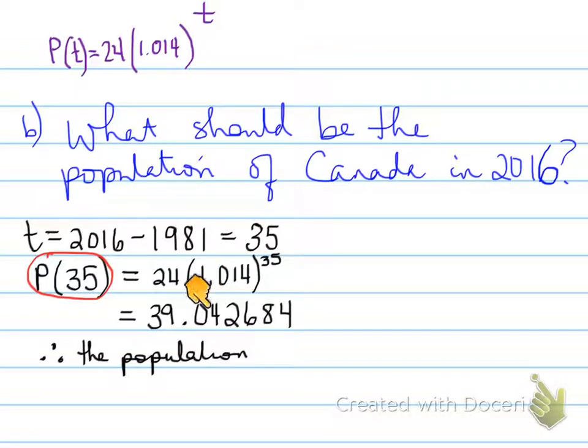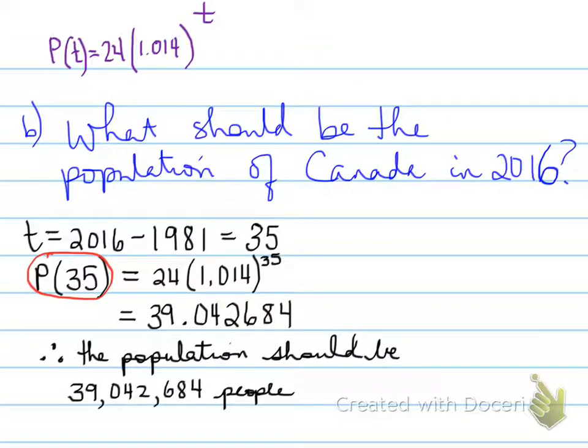39.042684. Now you might be wondering, how come I chose so many decimals? Well, remember, P originally is in millions. So we need to have at least 6 decimal places to have a number that is more accurate in terms of number of population. So the population should be 39,042,684 people. All right, next part.